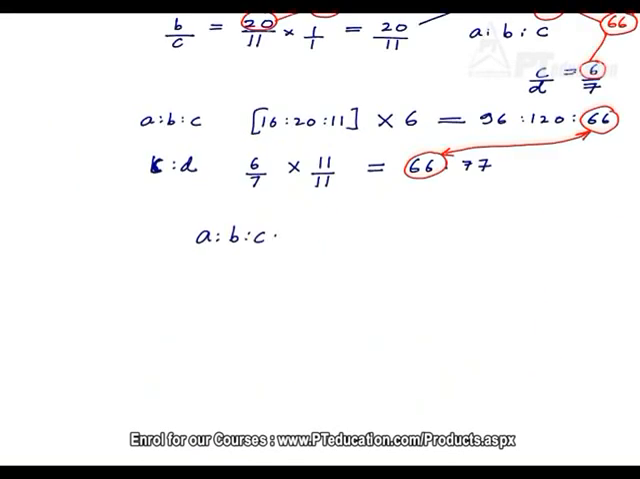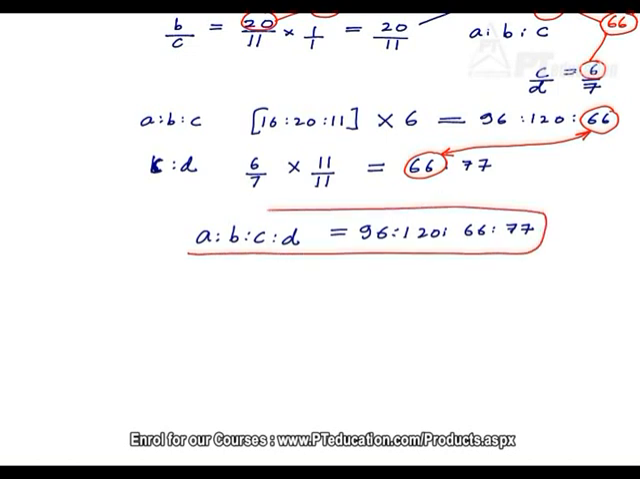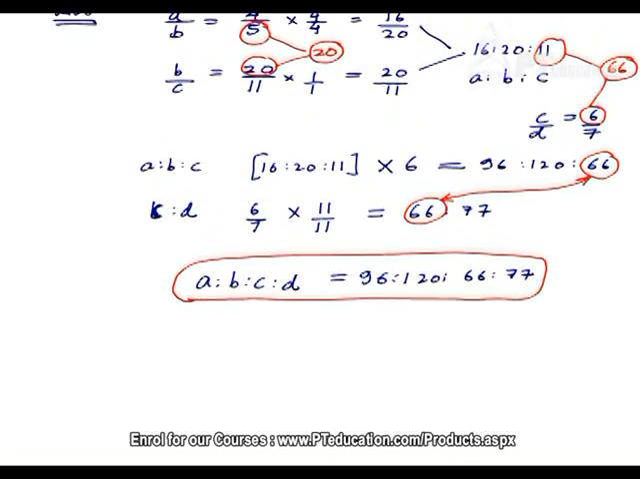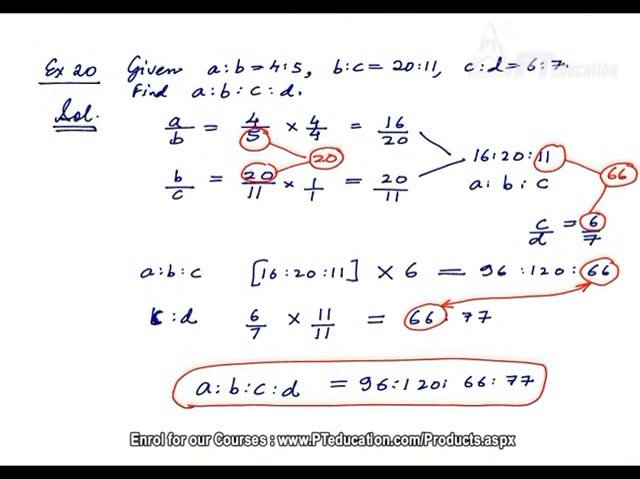A is to B is to C is to D will be nothing but 96 is to 120 is to 66 is to 77. Now you may very well ask that, sir, can we not simplify this any further? And the answer to that is no, you cannot. This is the best integral expression for the continuous ratio A is to B is to C is to D. 96 is to 120 is to 66 is to 77.